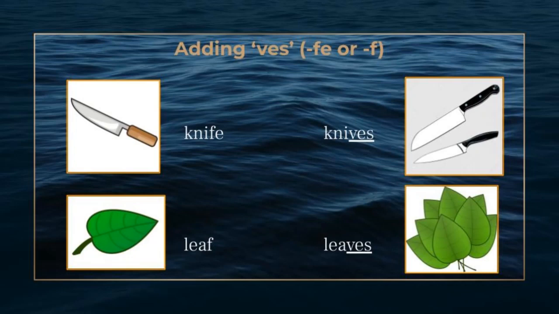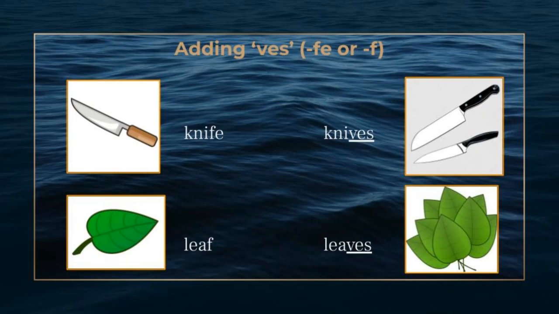Knives, knives. Okay students, let's move to the next example, that is leaf. Leaf is a singular noun. Look at the last letter of the word leaf. It ends with F. If a singular noun ends in F, what do we have to do? We have to remove the last letter F and then add VES.